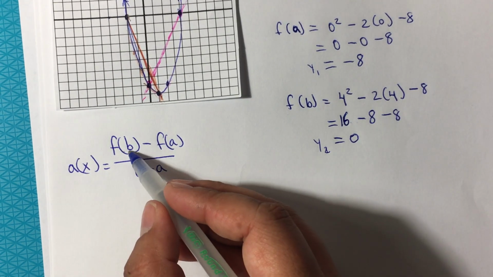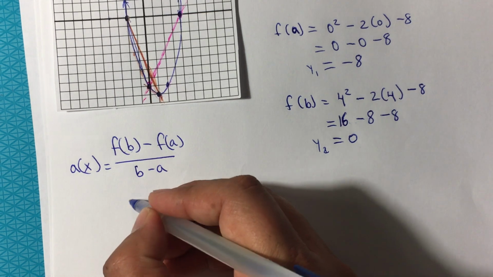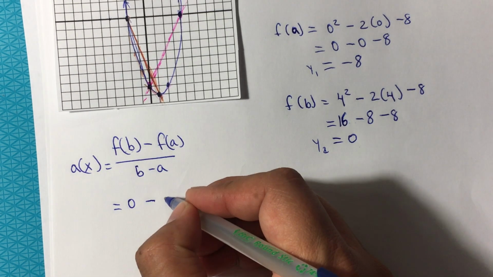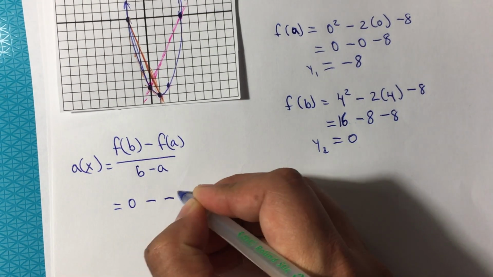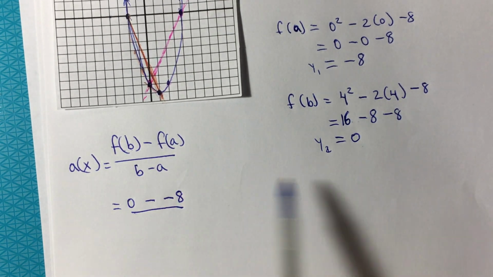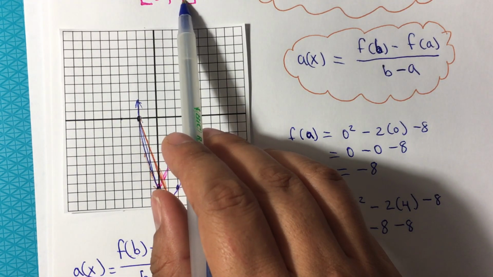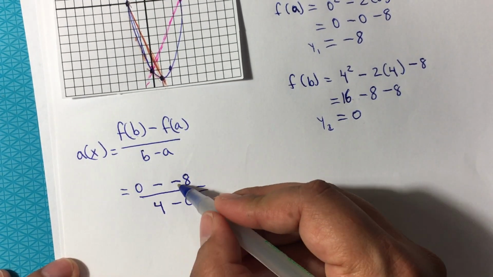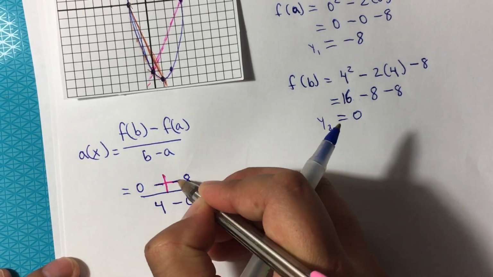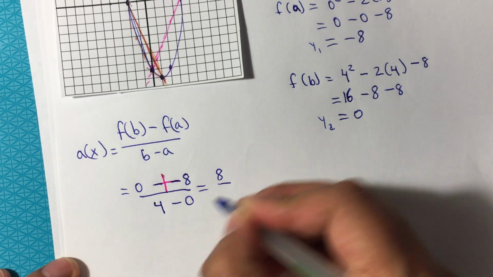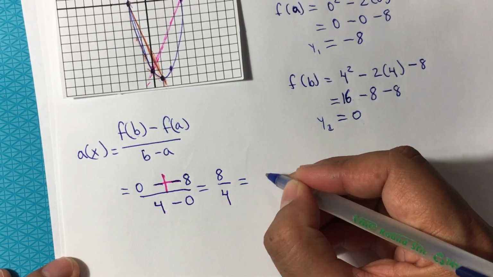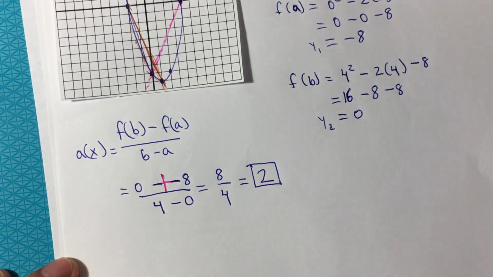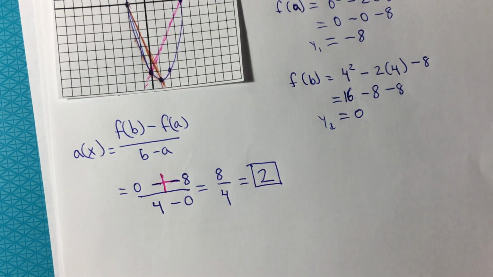Okay, so f of b is 0 minus f of a, -8. So minus, from the formula, and -8, you have to put both of them. You have b minus a, 4 minus 0. And then you have negative and negative become the big plus. So it's positive 8 divided by 4 minus 0, which is 4, which gives us 2. 8 divided by 4 is 2. So this is the average rate of change between those 2 points.